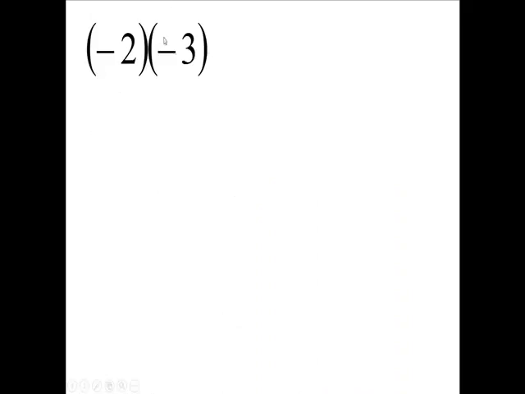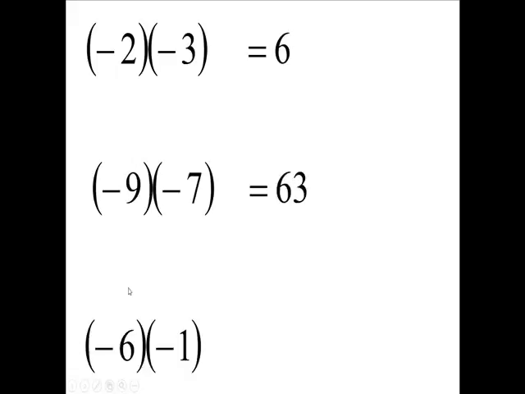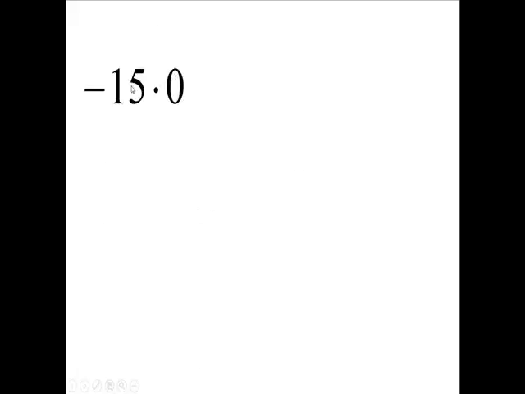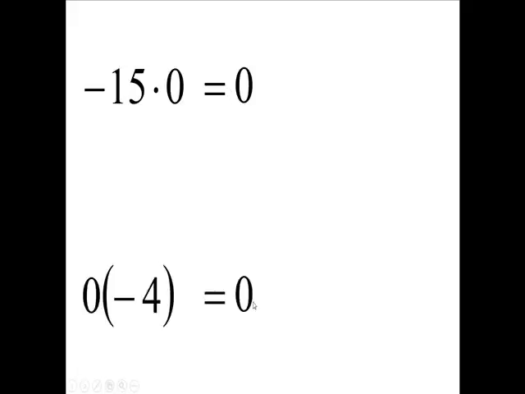All right, now how many negatives do we have here? 2, that's going to make a what? A positive or a negative? A positive 6, isn't it? Here we have two negatives, which makes a positive 6. Here we have two negatives, which make a positive 6. Here I have one negative, but anything times 0 is going to be 0. And 0 times minus 4 is 0.